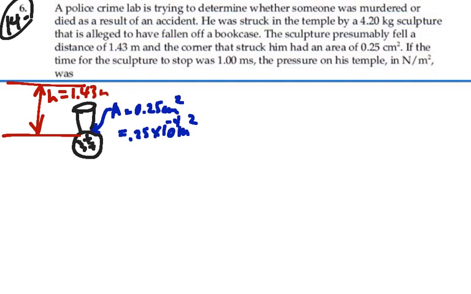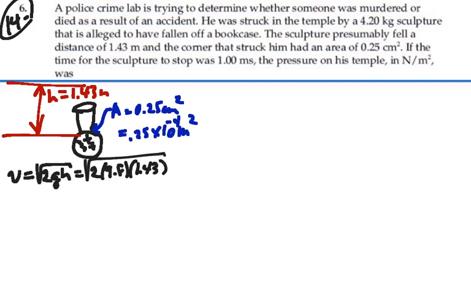So the velocity it had when it reached the person was equal to the square root of 2gh, which would be the square root of 2 times 9.8 times 1.43, and that is equal to 5.29 meters per second. Hence, when it hits the fellow, it's going to change its momentum from this speed to 0.